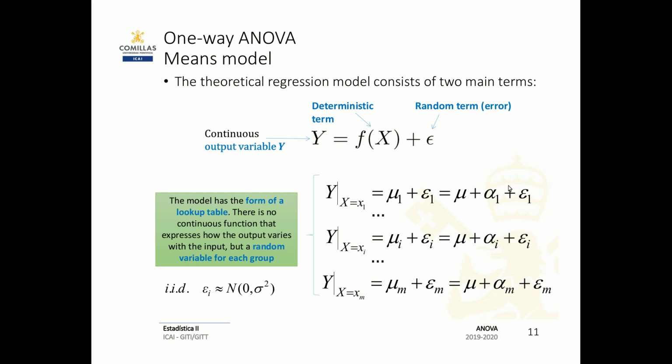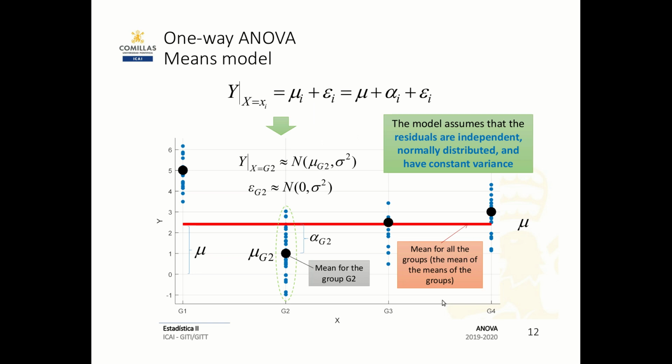Okay, so the noise, as always in all regression problems, we assume that they are Gaussian with zero mean and some variance, and ANOVA makes the assumption that the variance in all groups is the same. And we can look at this plot to better understand the ANOVA model.